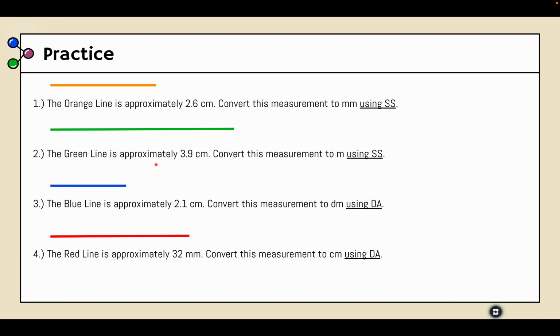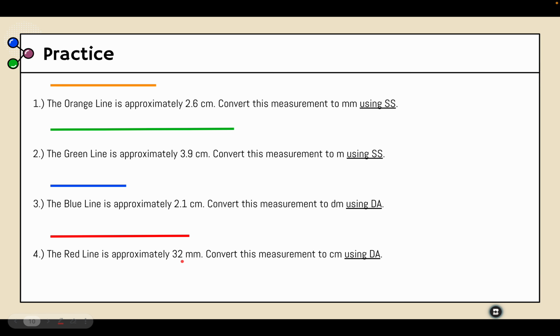I just left you off on the last video. After number 3, we measured the blue line. It's 2.1 centimeters, and we converted to decimeters using dimensional analysis. We did that together. What I asked you to do is do this one on your own, again, using that dimensional analysis.